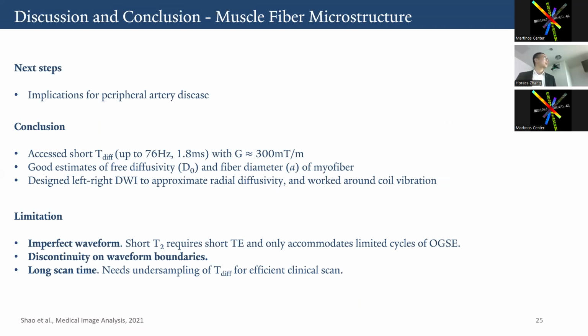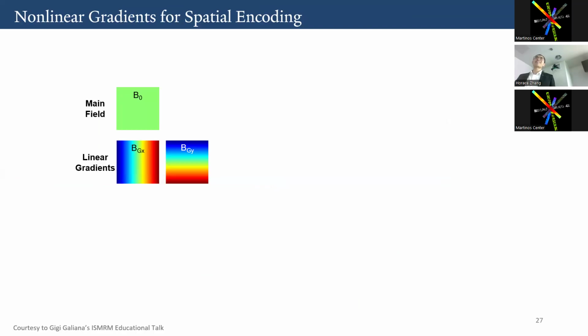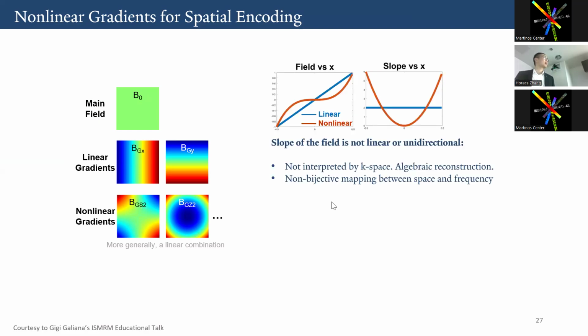All right, so that's about the diffusion encoding. The final part is about the spatial encoding, which is a more general topic. Theoretically, anything that is not the main field or the linear gradients can be categorized as nonlinear gradient coils. For example, the second order spherical harmonics shown here. But more generally, in reality, they are often manifested as a linear combination of these theoretical fields. The slope of the field is, of course, nonlinear, and it's not even unidirectional. That's why it cannot be interpreted by k-space.